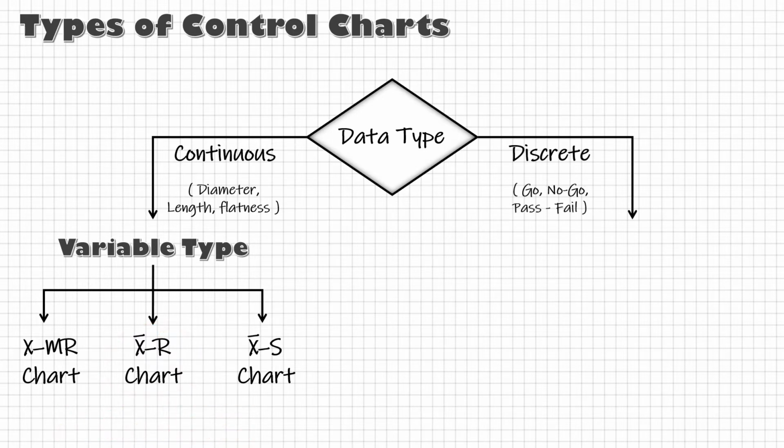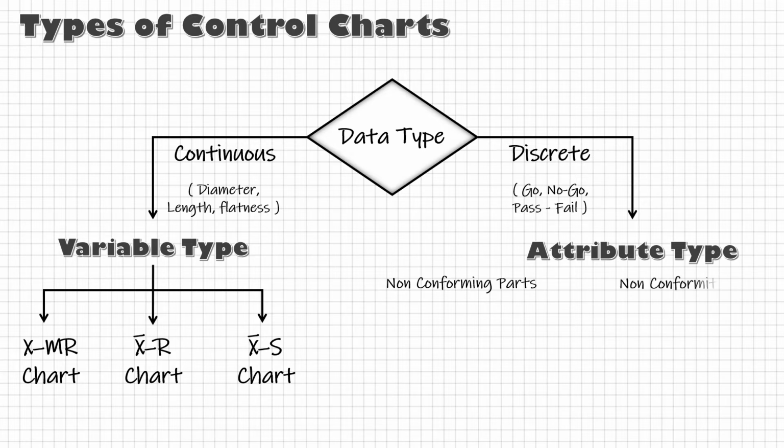Now if our data is discrete, we use attribute type of control charts, and further depending on what we want to study, we can go for counting either the non-conforming parts, that is undersized parts, leak parts, not working parts, etc., or the non-conformities per part, meaning there could be multiple defects in one part. For example, number of visual defects on a painted surface or a mirror, like 3 scratches, 5 bubbles, 1 hairline crack, something like that.